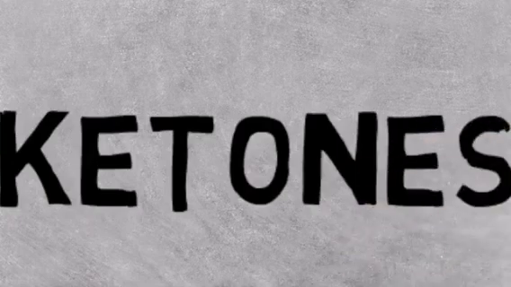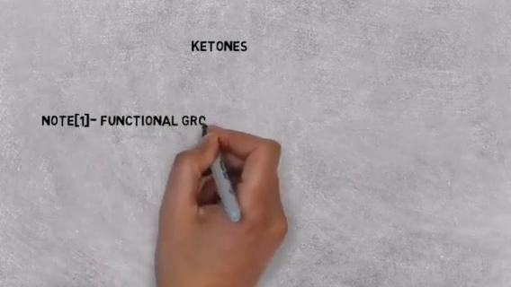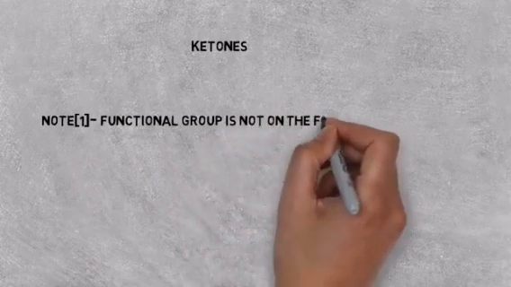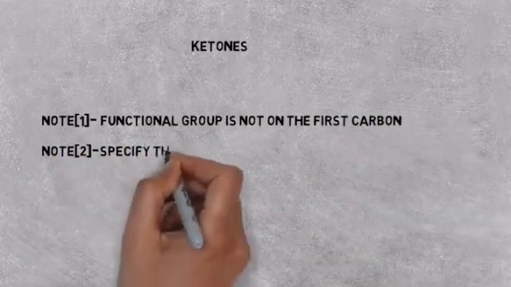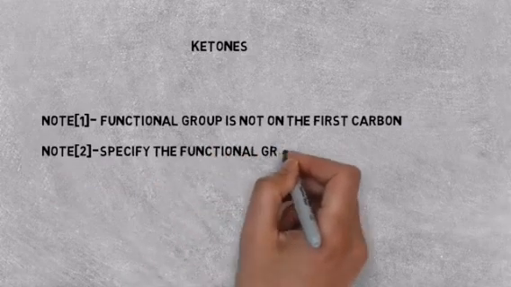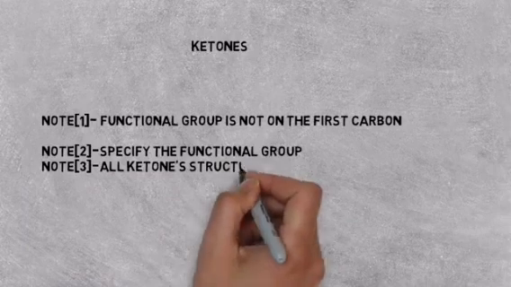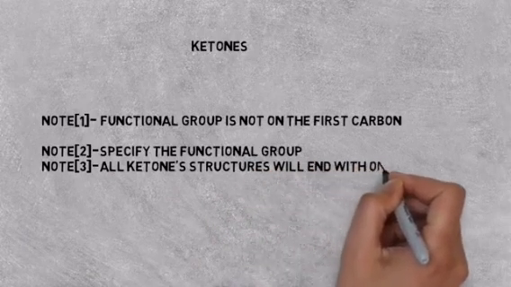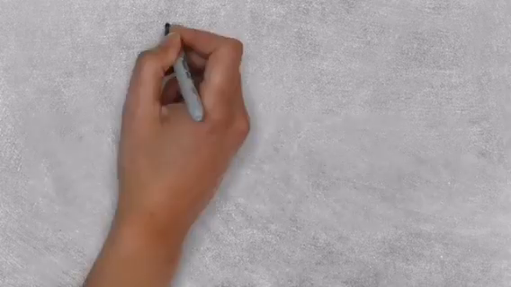Now we have ketones. The most important thing about ketones is that the functional group is not on the first carbon. And number 2, you specify the functional group. If the functional group is on the first carbon, you do not specify it. If it's not on the first carbon, you do specify the functional group. And all the ketone structures end with one as a suffix. That's very, very important, guys. Make sure that you write down those notes.